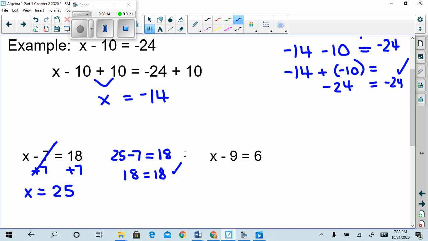Let's just do another, and again, I see subtraction, so I think let's add the inverse, the opposite operation, and this is using the addition property of equality. If I add 9 to one side and I add 9 to the other side, it keeps the balance. Well, if I take 9 from 15, it does give me 6, so it checks.